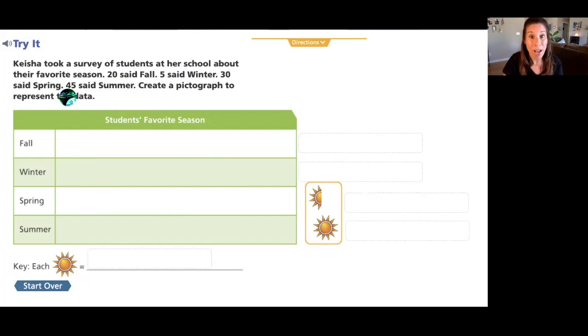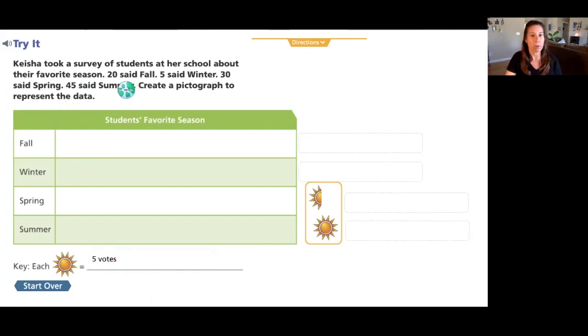Ooh, did someone say 5? I think someone said 5. I'm sure someone said 5 out there. So yes, I'm going to count by 5s. So down here by my key, I'm going to put 5 votes. Each sun equals 5 votes.